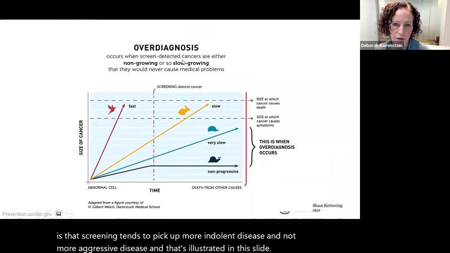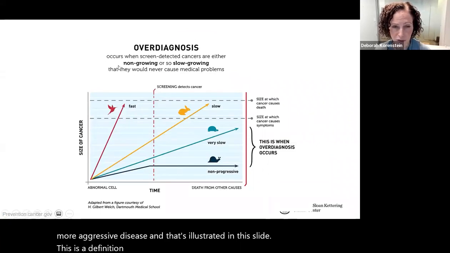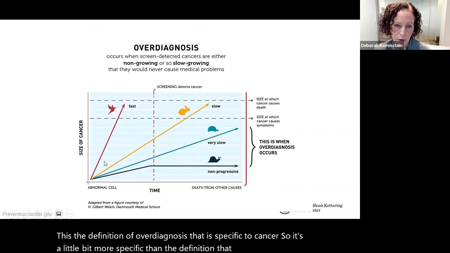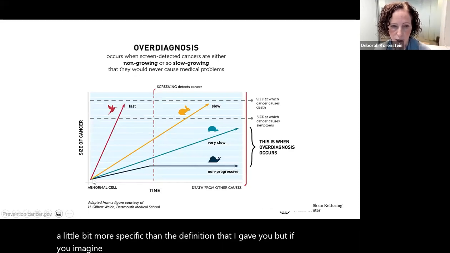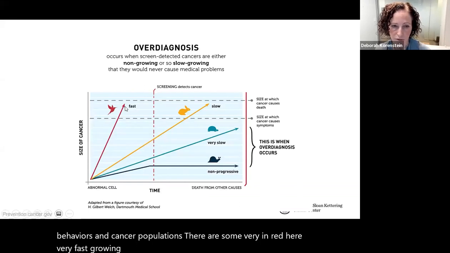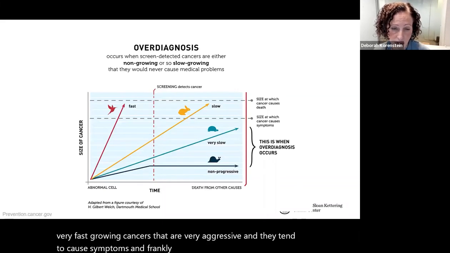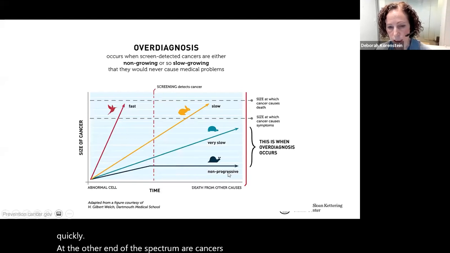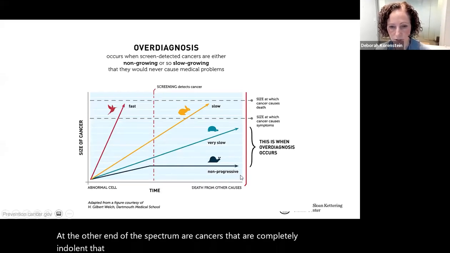So this is a definition of overdiagnosis that is specific to cancer. So it's a little bit more specific than the definition that I gave you. But if you imagine the evolution of cancer, there are different cancer behaviors in cancer populations. There are some in red here, very fast growing cancers that are very aggressive, and they tend to cause symptoms and frankly often cause death relatively quickly. At the other end of the spectrum are cancers that are completely indolent, that are never going to progress. Prostate cancer does this not uncommonly.